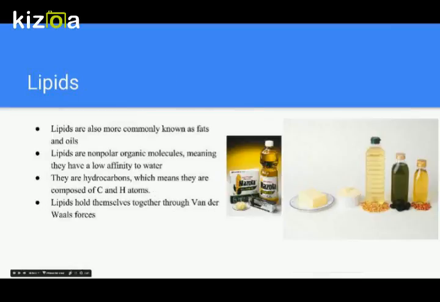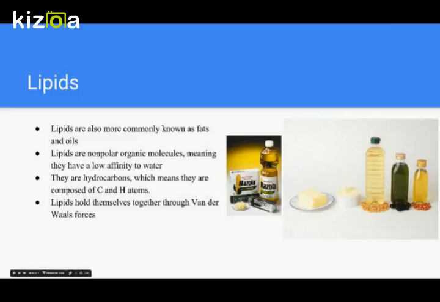Lipids. The next type of macromolecule we will be learning about are lipids. Although they are often referred to as fats and oils, lipids are hydrocarbons, meaning molecules that are composed of carbon and hydrogen atoms. They are insoluble in water because of their multiple nonpolar covalent bonds, making them hydrophobic and staying together instead of mixing with water if two substances are combined.